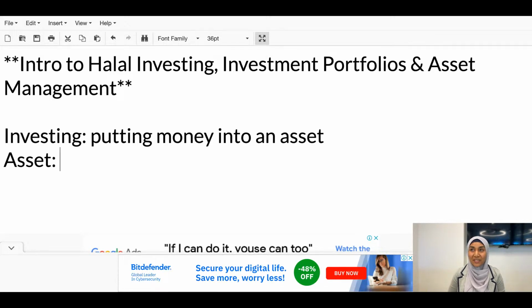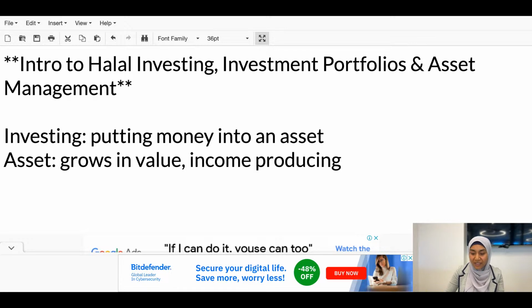So this is really important. If you ask a bank and you want to get a loan out of a bank, they will say asset is your house, your belongings, your car. But when it comes to investing, an asset is something that grows in value or has the potential to grow in value, and ultimately is something that gives you income. So it grows in value and is income producing, is kind of like a basic idea of what an asset is.